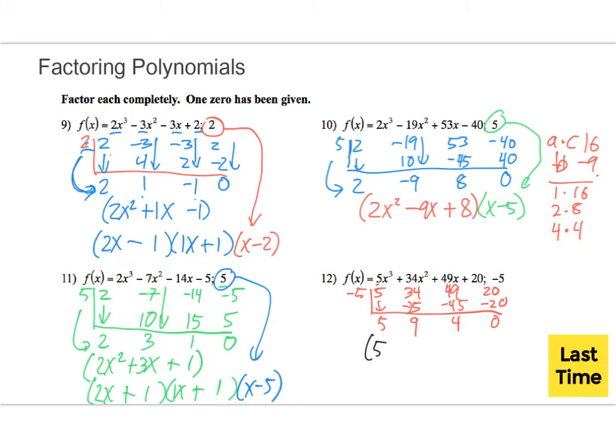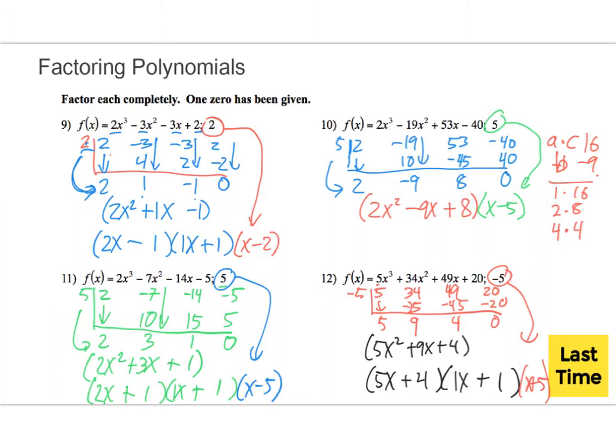That becomes 5x squared plus 9x plus 4. This is going to be factorable. That's going to get us 5x and 1x. And then that's going to get us a +4 and a +1. Last part, bring that minus 5 down as x plus 5. At this point, that has been fully factored.